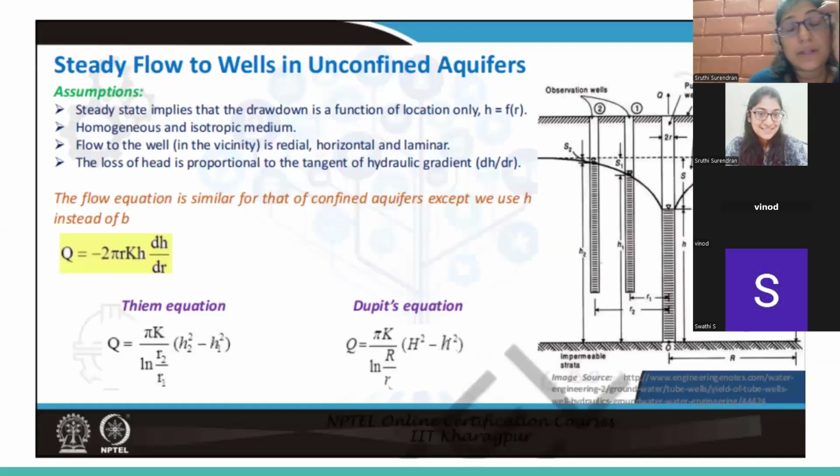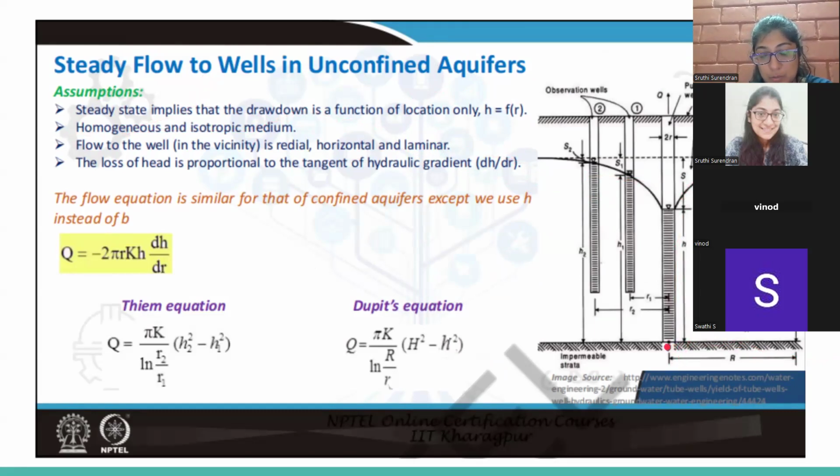Now here, when it comes to steady state flow in unconfined aquifers, water in an unconfined aquifer is considered to be flowing at a steady state when pumping is happening, which means that the drawdown is going to change only as a result of the position of this drawdown curve. Here, the drawdown height is only going to change as a result of the position of water.